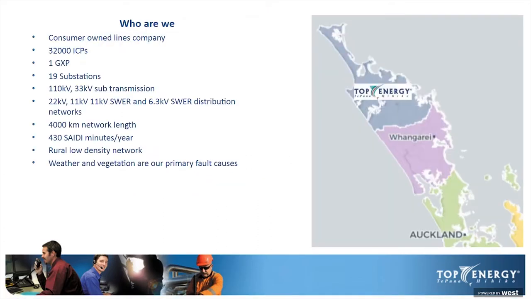We're just a small utility, top end of New Zealand, reasonably narrow. Tasman Ocean on one side and the Pacific on the other. We get quite hammered by a lot of storm systems. So we've got our numbers there. We have 32,000 ICPs, 430 SAIDI minutes a year, so we are a fault-prone network. So that's just how we got to where we are.